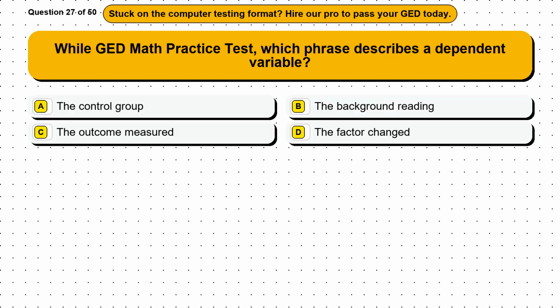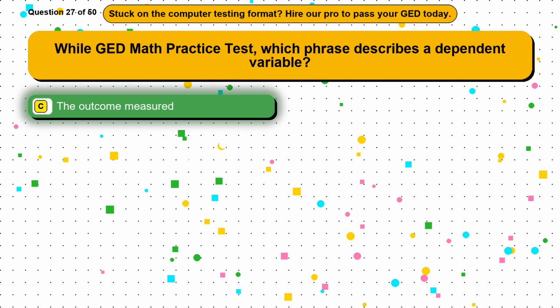Question 27. While GED Math Practice Test, which phrase describes a dependent variable? Option A, the control group. Option B, the background reading. Option C, the outcome measured. Option D, the factor changed. The correct answer is option C, the outcome measured.